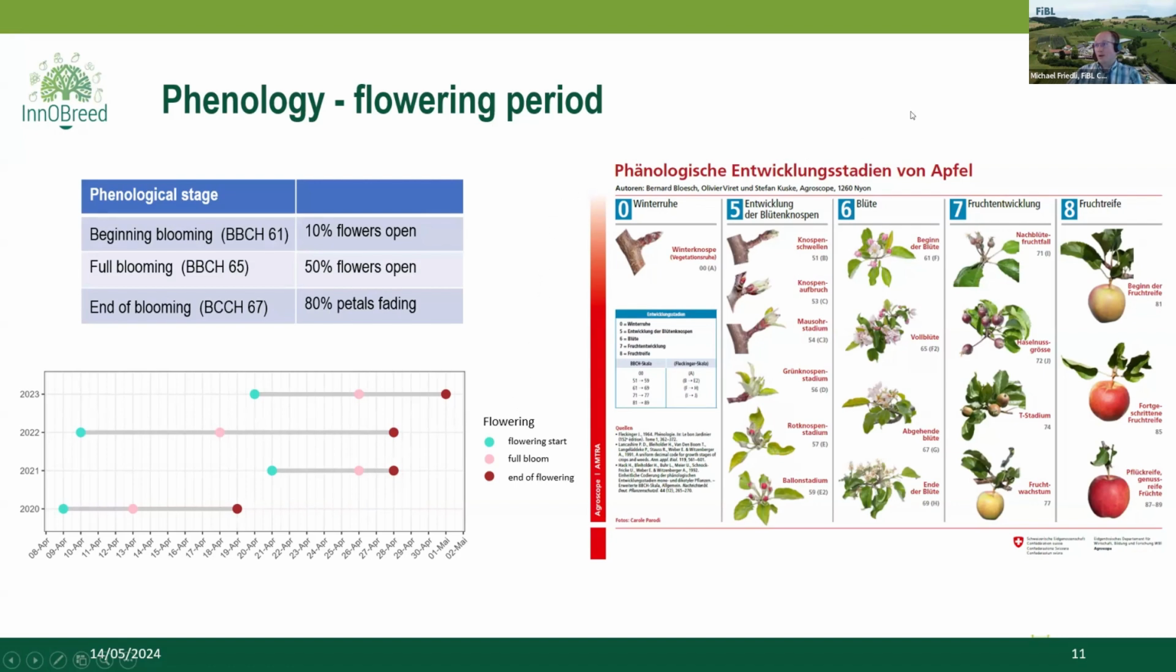And here on the right-hand side, you can see some nice images. It's in German. It's a nice illustration from Agroscope. It's also available in French. And here we have some quite nice images about the different stages for apple. And similar publications also exist for pears and cherries and also apricots. And you can find this on the website from Agroscope.